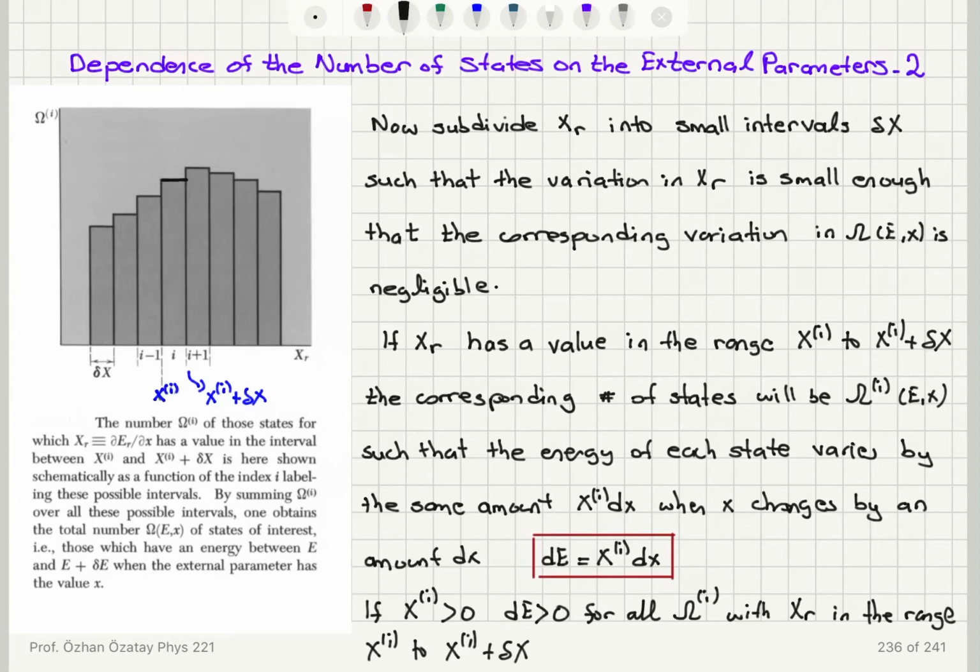So if xr has a value in the range xi to xi plus delta x, there is a corresponding subset of accessible states, omega i of E, such that the energy of each state varies by the same amount xi dx when x changes by an amount dx, and the number of accessible states omega i is basically the same for xi to xi plus delta x values. So they're all shifting by the same amount. If xi is positive, the shift will be positive, and we're going to see the energy levels going up.